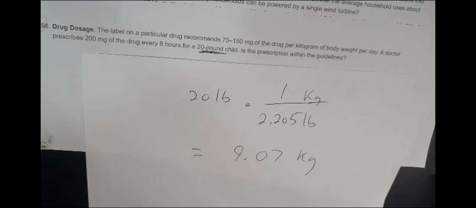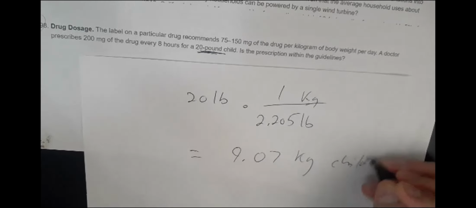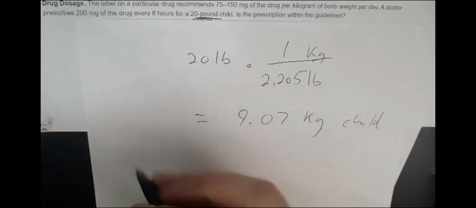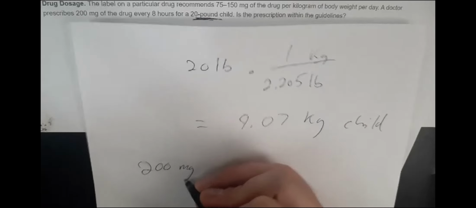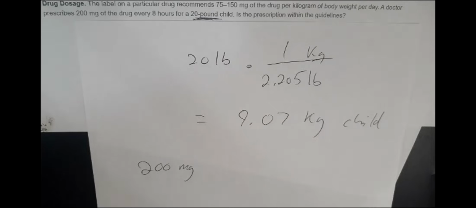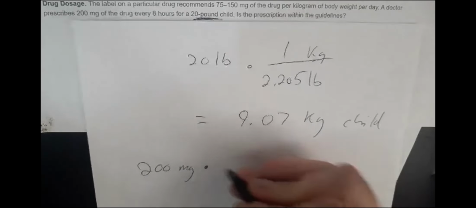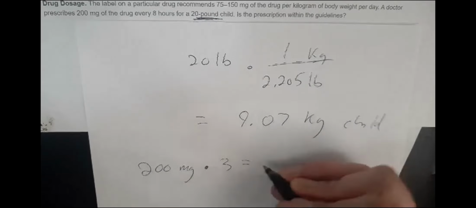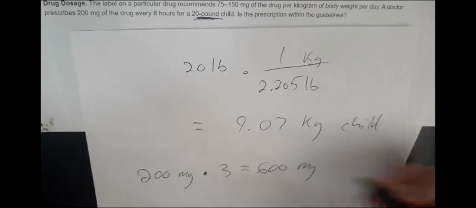Okay. And we want to know milligrams per kilogram. So how many milligrams of the drug is this kid getting? That might be a little tricky part, because we're doing 200 milligrams every 8 hours. That's going to give us a total of what? 600. Yeah, we do this 3 times a day, so it's 600 milligrams.